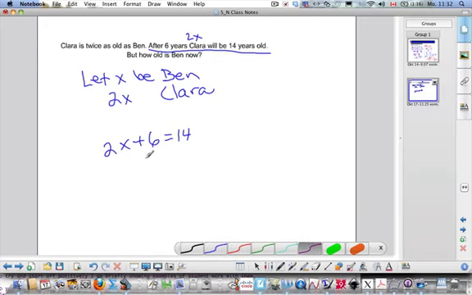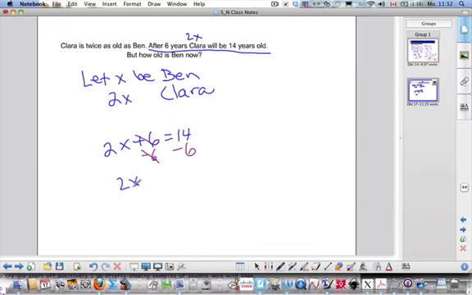That's the hard part. If you can get through that, then of course now to solve it is a piece of cake. Piece of cake, well, I want cake. 14 minus 6, 8, and now we know, right? So that means that, now what did they want? They wanted Ben, and Ben is X, so Ben is 4.